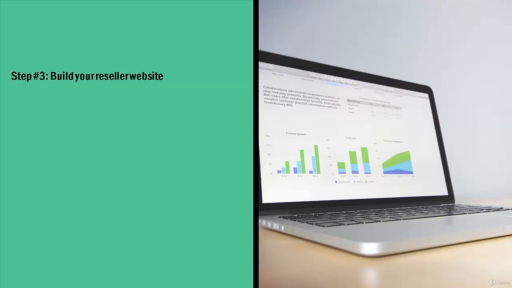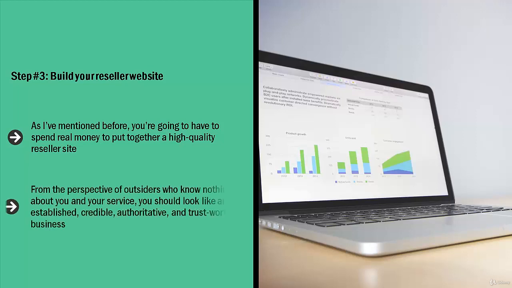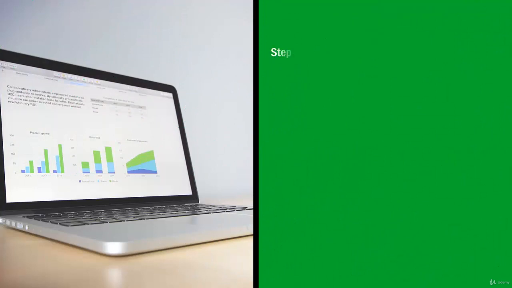Step number three, build your reseller website. As I've mentioned before, you're going to have to spend real money to put together a high-quality reseller site. From the outside looking in, it shouldn't be apparent that you're just turning around and reselling Fiverr services. From the perspective of outsiders who know nothing about you and your service, you should look like an established, credible, authoritative, and trustworthy business.